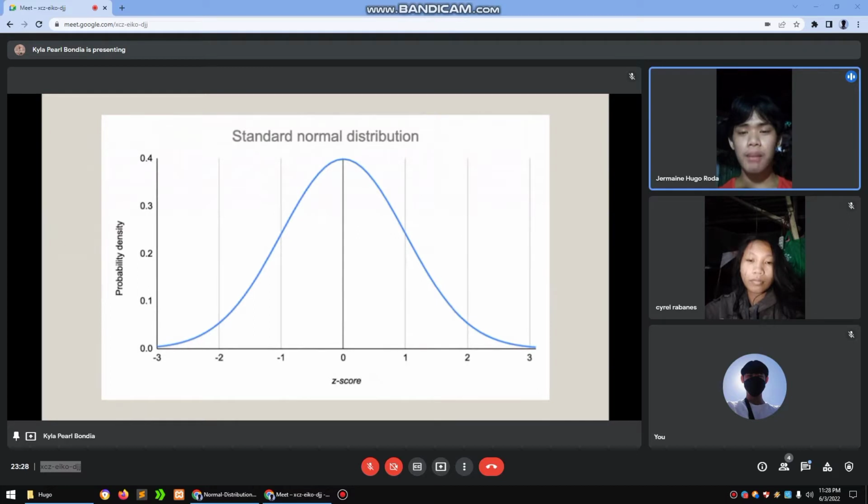So this is the example of the standard normal distribution graph. As you can see, yung blue line, yan po yung bell curve. And the straight line sa center is, that was the mean po. Next po.